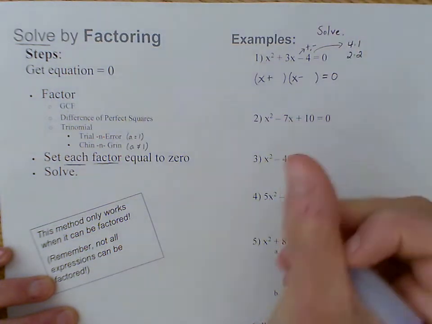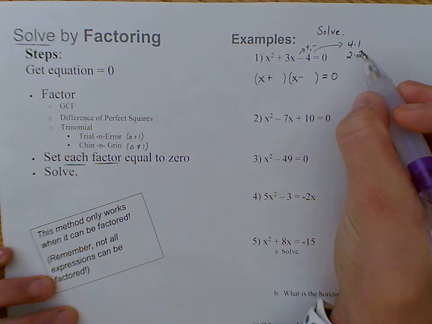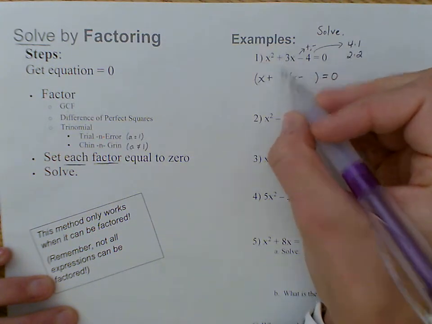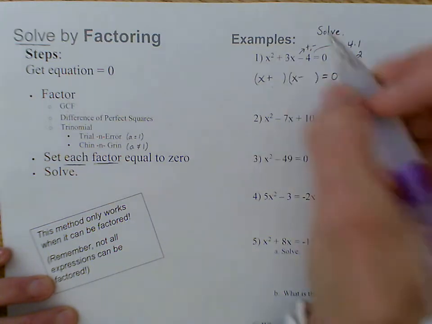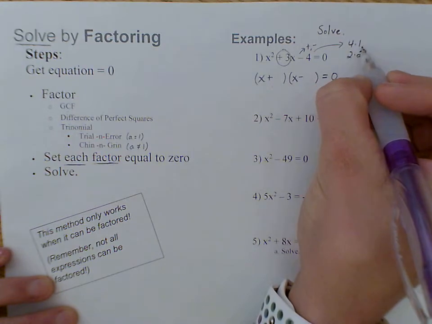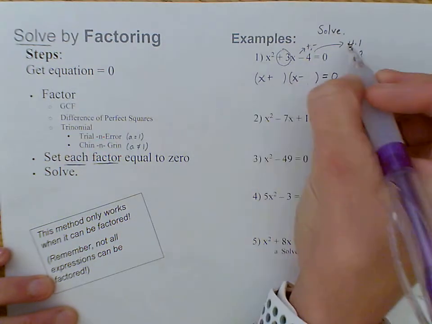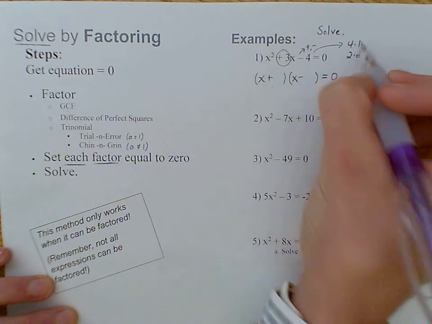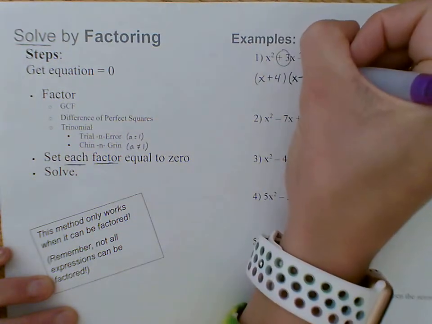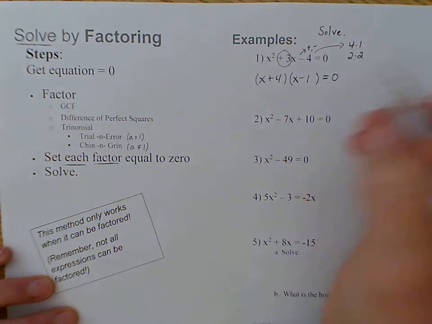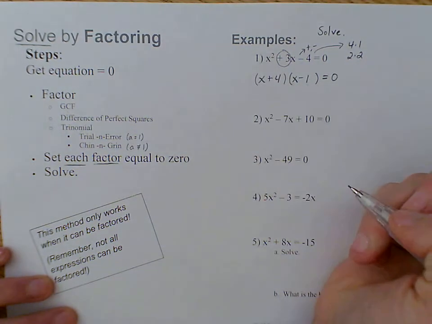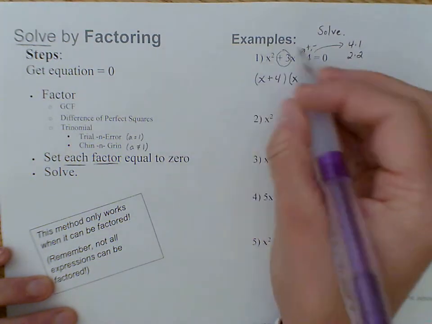2 and 2. Okay, and then this is where the thinking comes in. So which of these will combine with different signs to give you a positive 3? Well, notice if I take 4 and 1 and I take a positive 4 minus 1, I get a 3. So the 4 has to go with a positive, and then the 1 has to go with a negative. And then it's factored. And then remember, if you need to check this to make sure that you didn't make a mistake, you can always multiply it out, and you should end up with that.